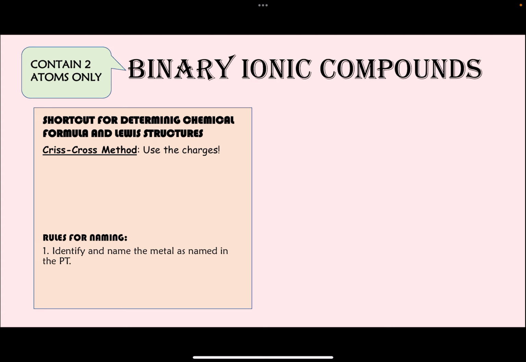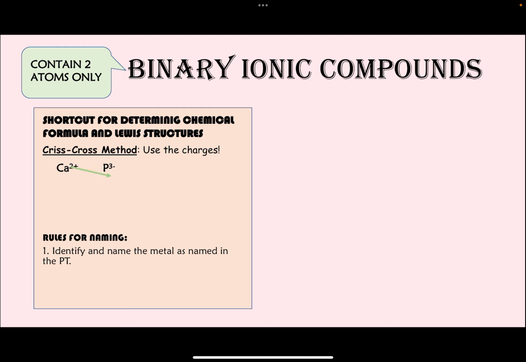So you go ahead and write the ions with the charges of both of your elements. So we have calcium and phosphorus. So we write their ions. And then you're going to do the crisscross. So bring their charges down.